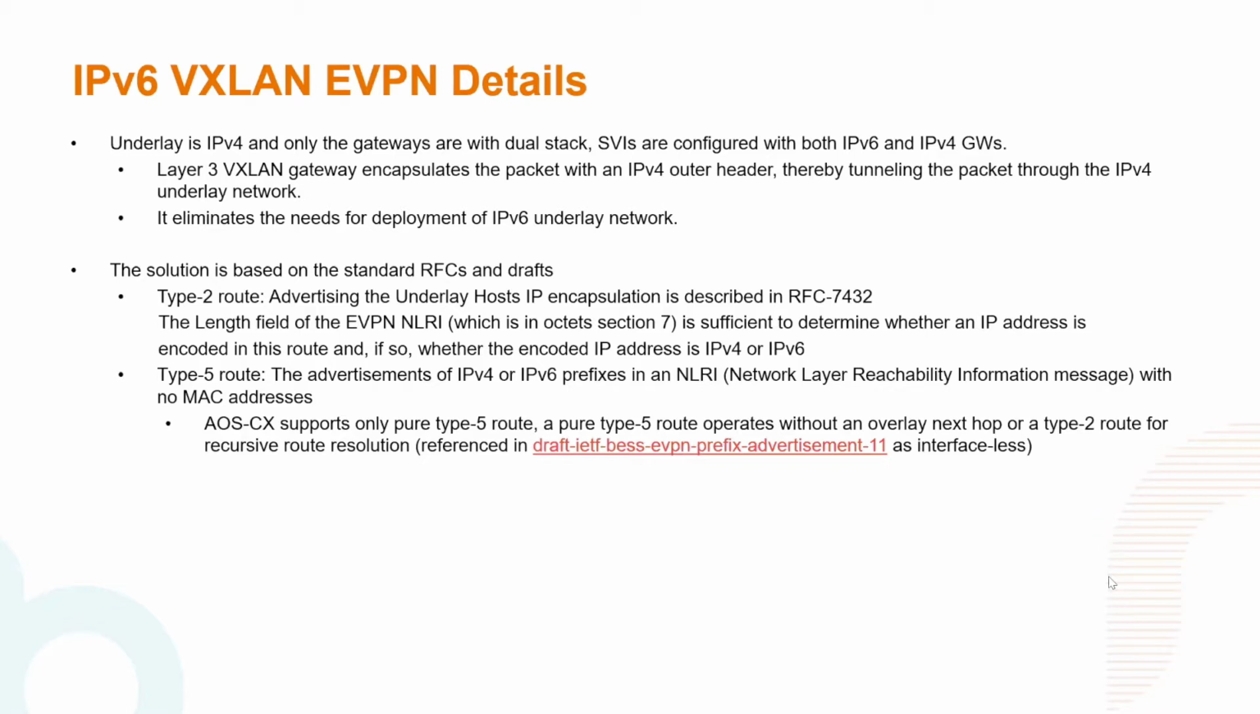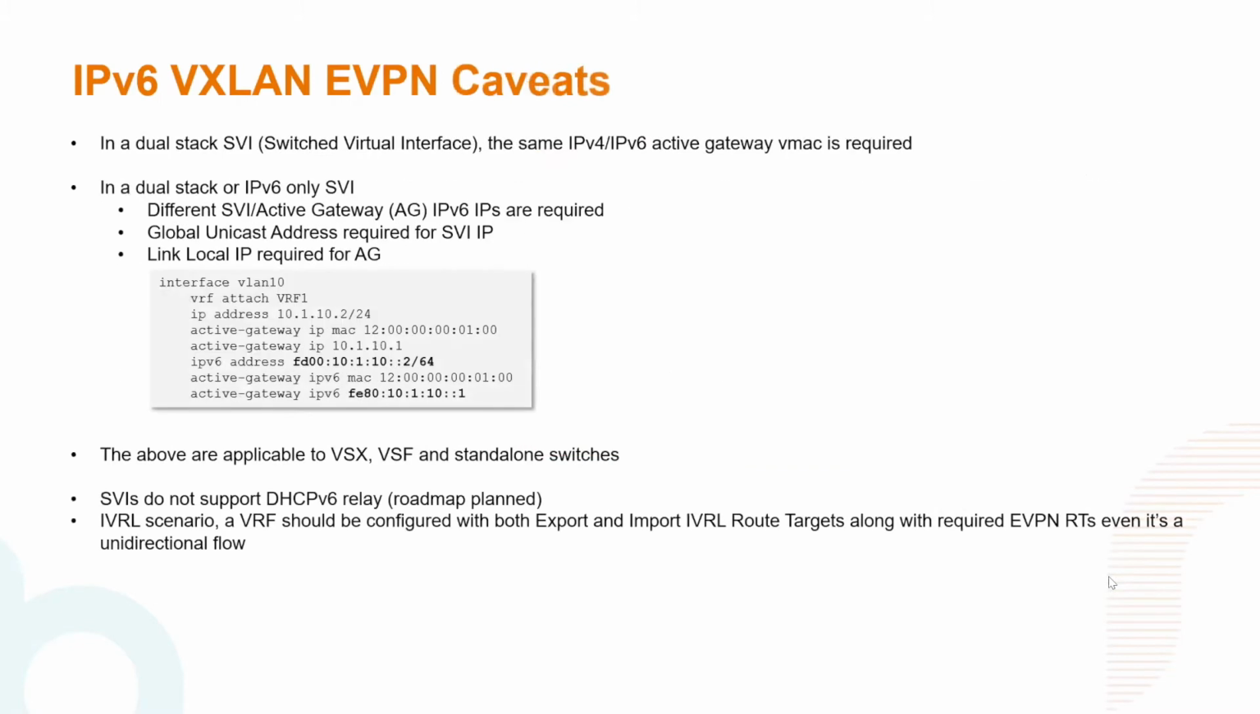In AOS-CX, we actually support pure type 5 route, which means there is no overlay next hop or type 2 route for recursive route resolution. This is the same case as in IPv4. So there are a few caveats actually. The IPv4 and IPv6 active gateway MAC should be the same. And the physical IP and gateway IP also should be different, even for v4 or v6. And currently we do not support DHCPv6 relay. It's planned in future releases. And in the IVRL scenario, whether you import or export to or from the EVPN VRF to the non-EVPN VRF, you should configure both import route target and export route target.